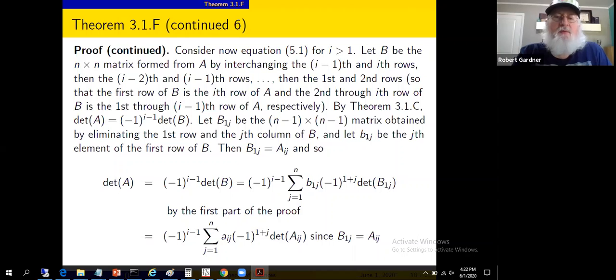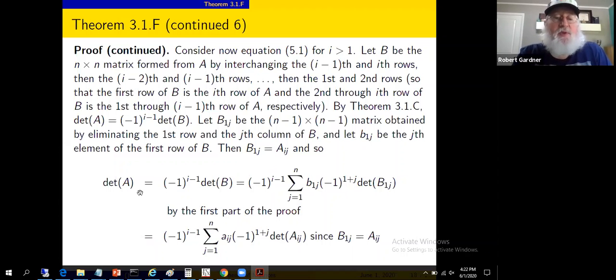But the first row of B is the ith row of A. So by eliminating the first row of B, you're eliminating the entries that were in the ith row of A. That's how you made matrix B. So that's why we can claim B sub 1j equals A sub ij. They're both the same size, they're both square matrices, n minus 1 by n minus 1, and they have the same entries in the same relative locations.